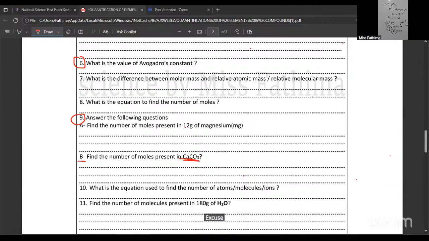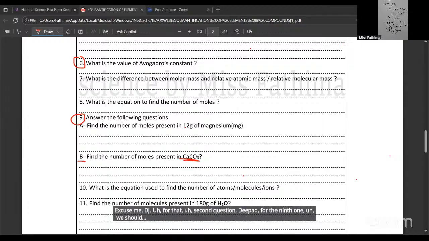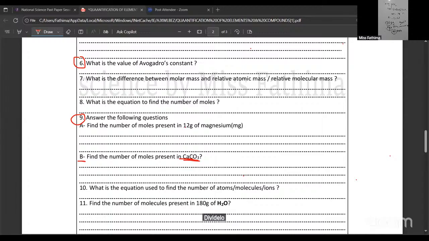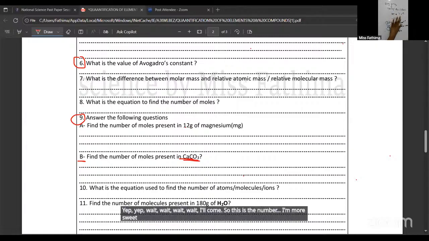Excuse me, teacher. Yes. For that second question, E part, the ninth one, we should divide the mass by the molar mass, no? Wait. I'll come. So this is the number of moles. Wait. Not the moles, actually the molar mass. Wait.